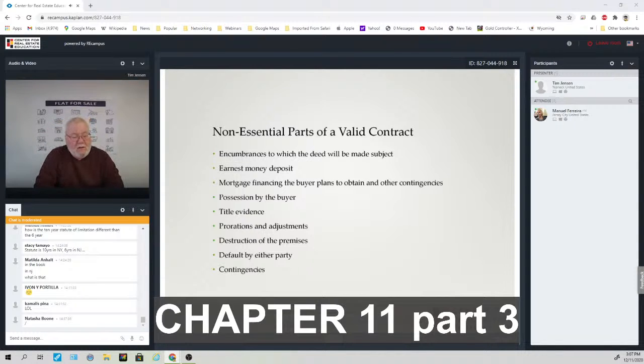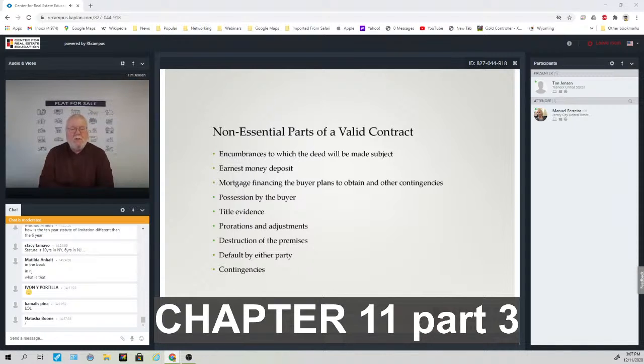Contract also conveys title to the buyer. The grantor grants, the buyer possesses at closing the property. Title evidence: the seller must prove that he is the grantor and has the right to convey title. The buyer will do title research to ensure that what they're buying is what they're getting and that the seller is the actual seller.